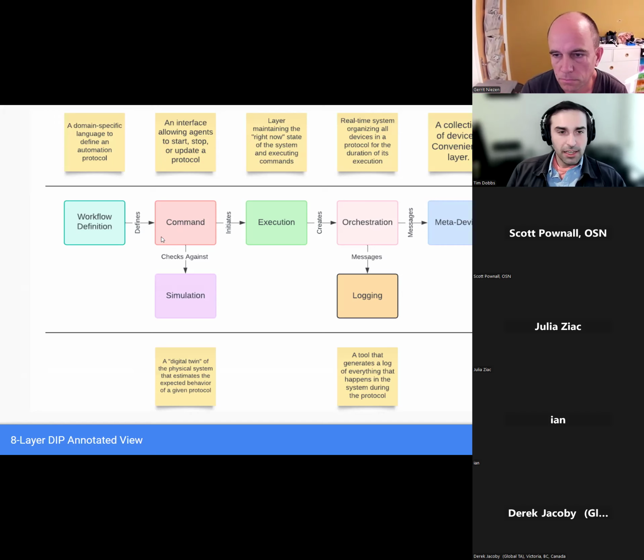So what I'm saying is, when I send my workflow definition to this command layer, the command layer first says, hey, I'm going to try to simulate this. To do that, it talks to the execution layer quickly and says, hey, what devices exist in this lab? What do I have control over? The execution layer's job is to retain the right-now state of the system. So this is equivalent to the scheduler that we saw in lab.